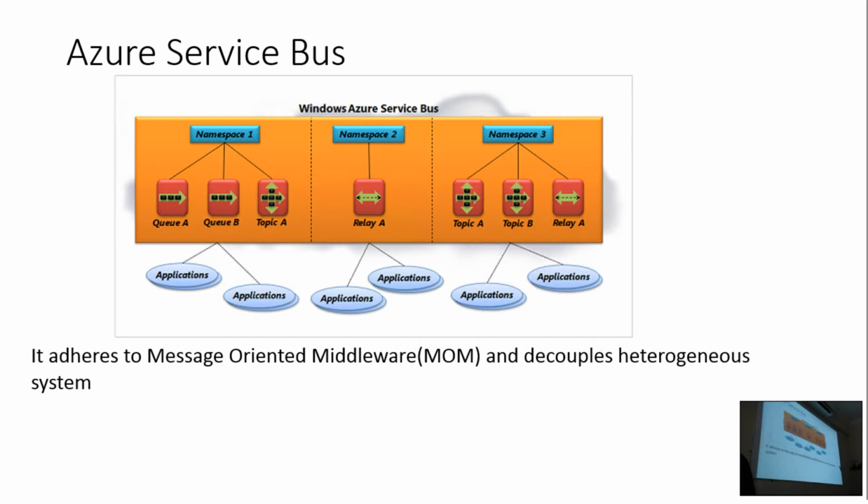So this is just the high-level overview of the service bus. It has three main entities: queues, relays, and topics. We are going to discuss these entities.